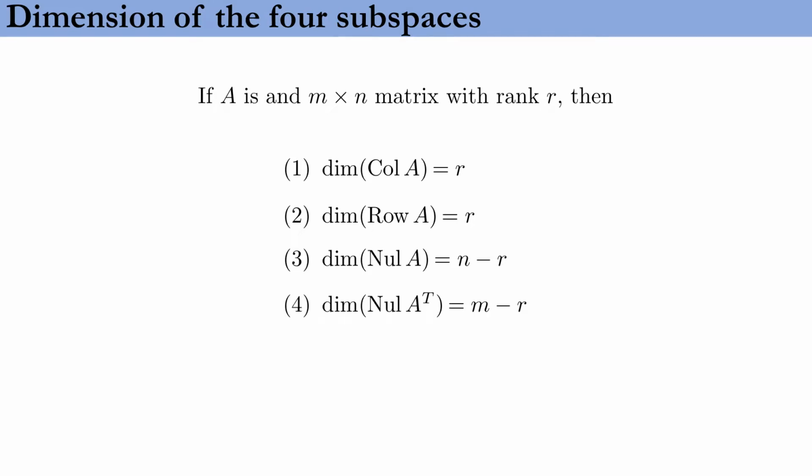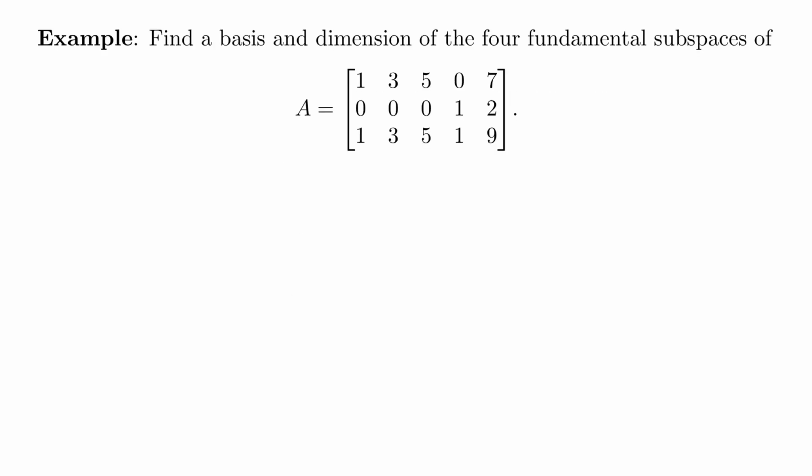Finally, the dimension of the null space of A transpose is m minus r, which is the number of free rows in the matrix A, or the number of free columns in the matrix A transpose. Let's now consider an example where we would like to find a basis and the dimension of the four fundamental subspaces of the following matrix A.